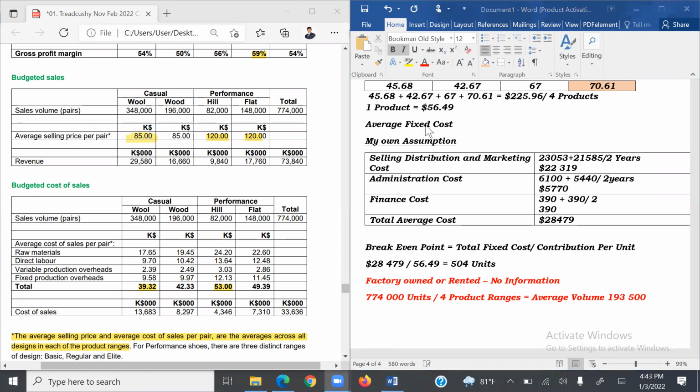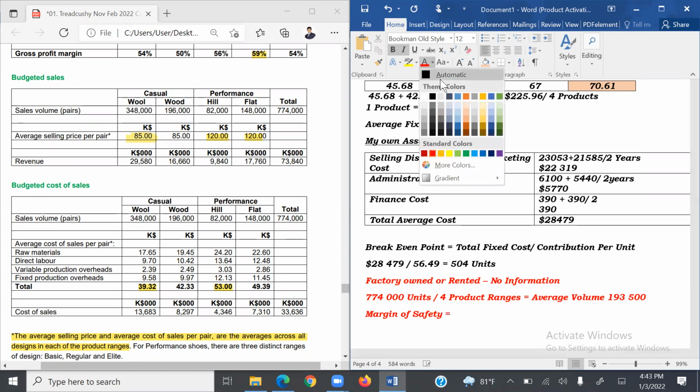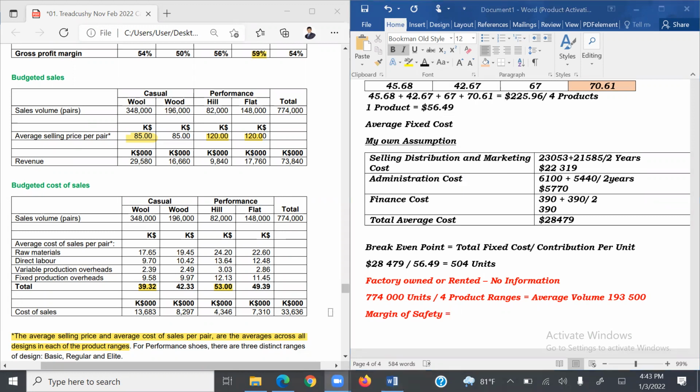So can we calculate margin of safety, students? Margin of safety, is it possible? Yes, it's possible. We can take the total average volume minus the break-even point. So students, if you do not mind, can you please tell me how the application will go out here?